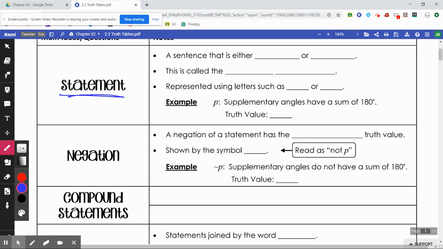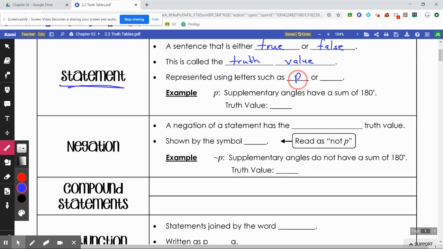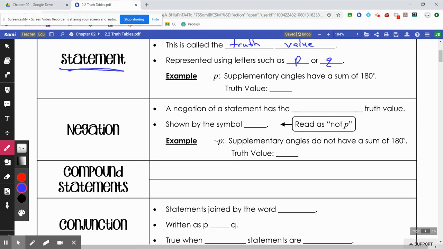Let's talk about what we mean by a statement. A statement, as in the real world, is a sentence that can either be true or false. This is called the truth value of the statement, whether it is true or false. We can represent this statement with letters such as P or Q. So an example of this, statement P here: supplementary angles have a sum of 180. We know by definition that is true, so the truth value of that statement is true.